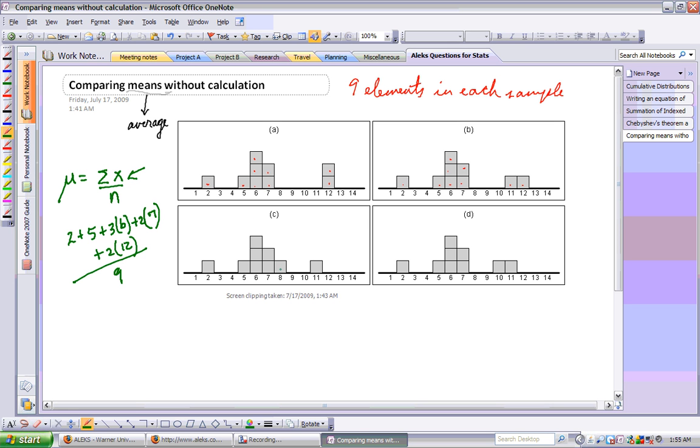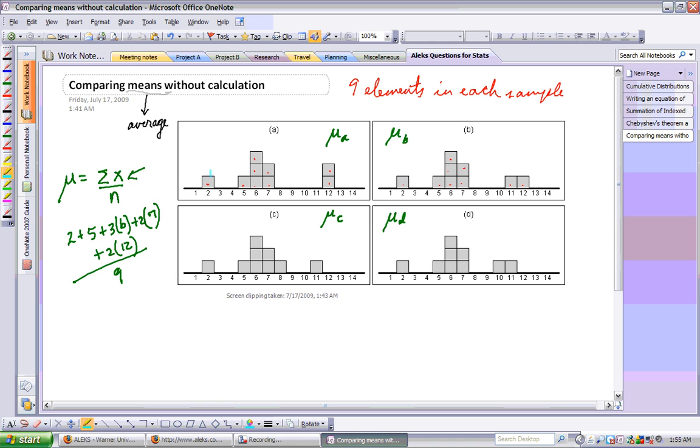So is the average of A biggest, the average of B, or, let's use the stats word, the mean of C, or the mean of D? Which is the biggest, which is the smallest? What order should we put them in? In order to do this without doing much calculation, we look at what they have in common.